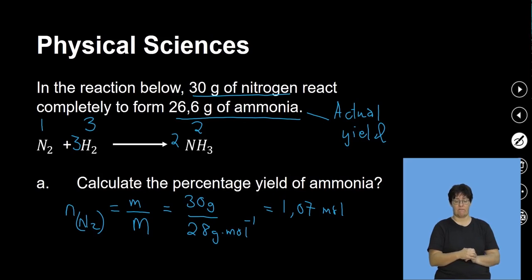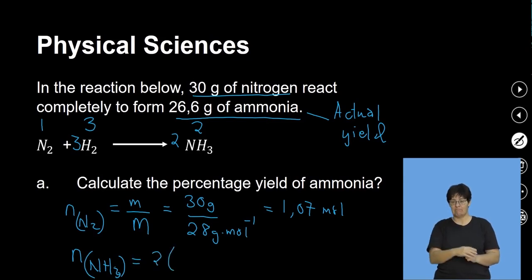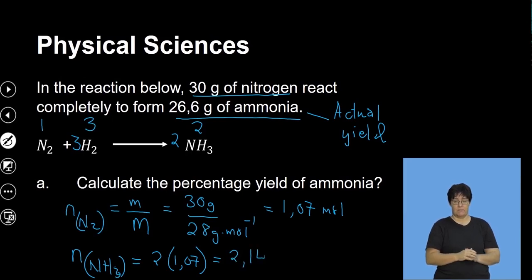But then, how many moles of ammonia must be formed? Every mole of nitrogen forms double the number of moles of ammonia. So from the stoichiometric ratio, we know that the number of moles of ammonia will be equal to 2 multiplied by the number of moles of nitrogen, which is 1,07. If we double that, we get 2,14 moles. So this is 2,14 moles.